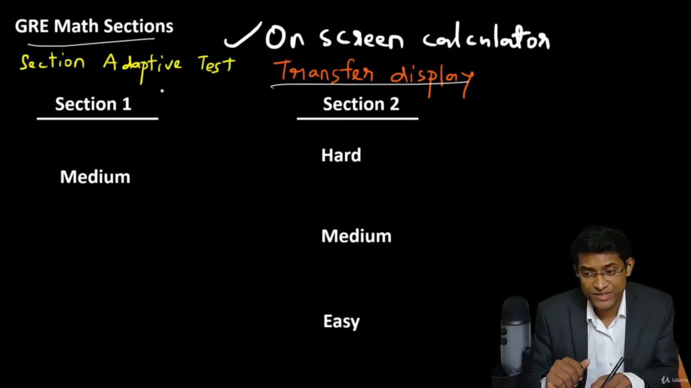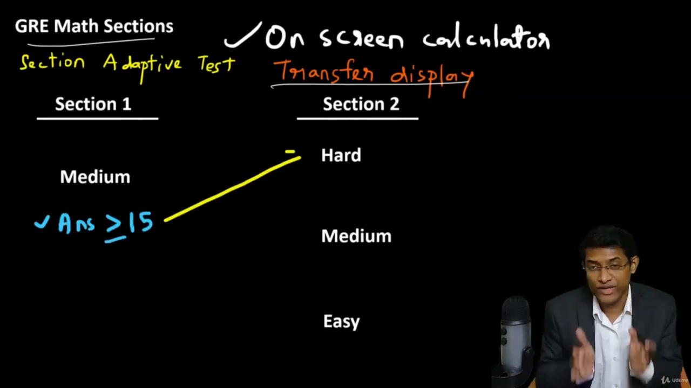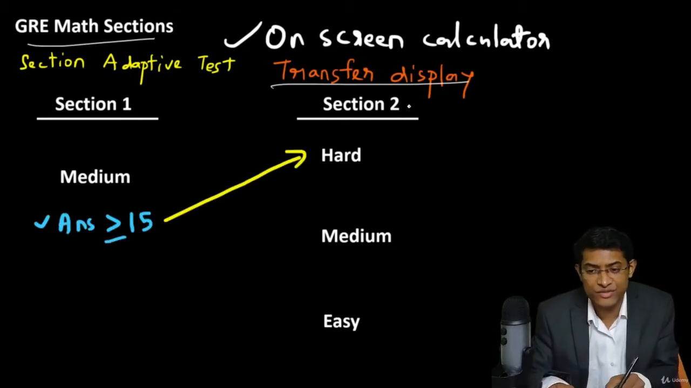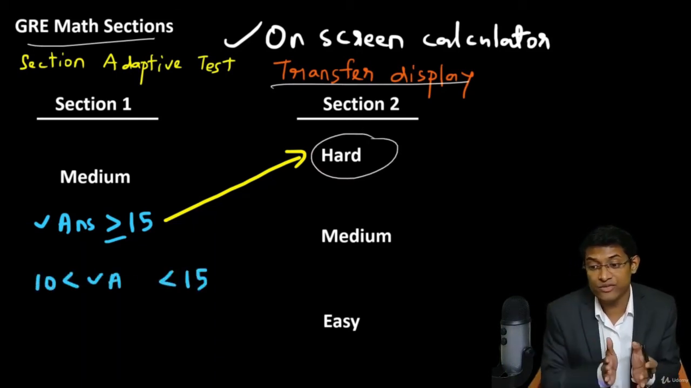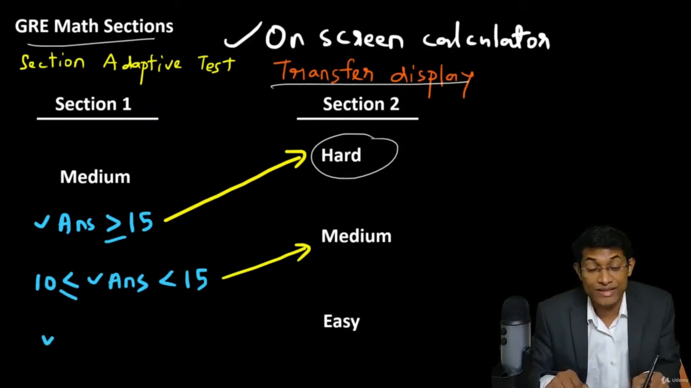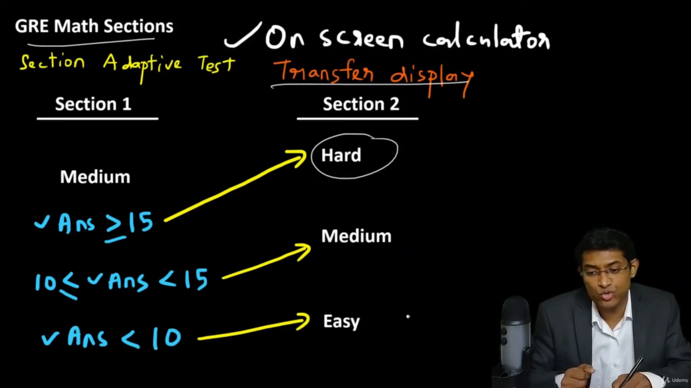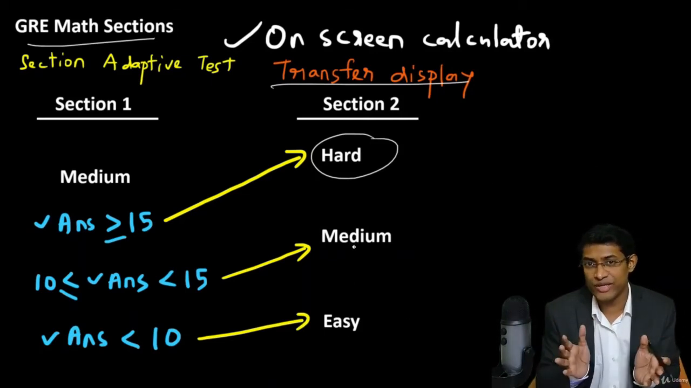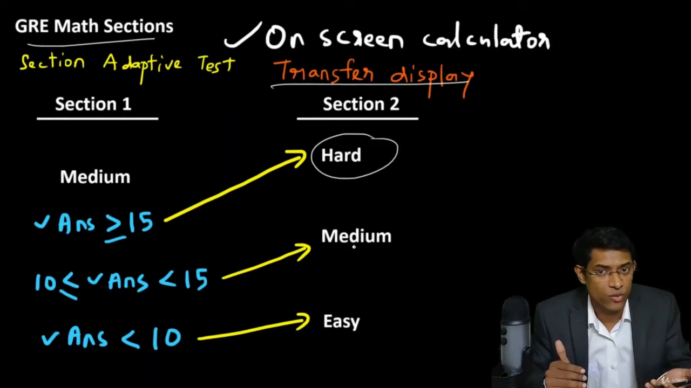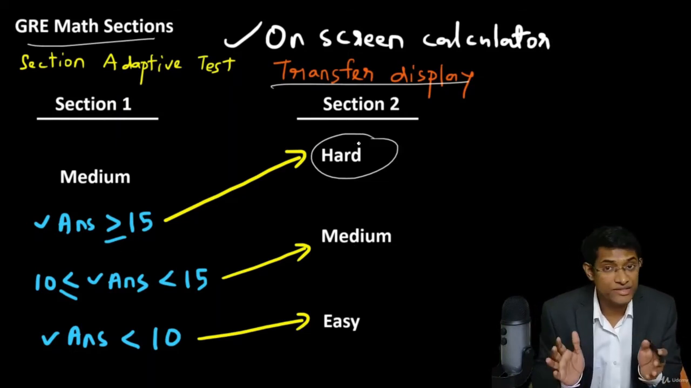Now, in section 1, out of 20 questions, if you have done 15 or more questions correctly, then your section 2 would be hard. If you're getting between 10 and 15 questions correct, then your section 2 would be medium. And if you're getting less than 10 answers correct in section 1, then your section 2 would be easy. Now, these are approximate values. It can go up and down by 1 point or 1 question. All right. Now, what's the implication of this?